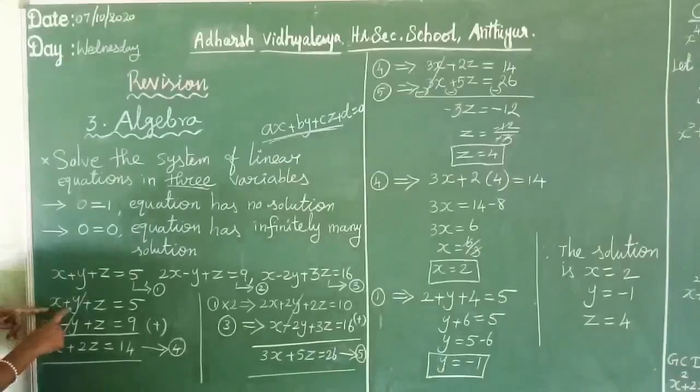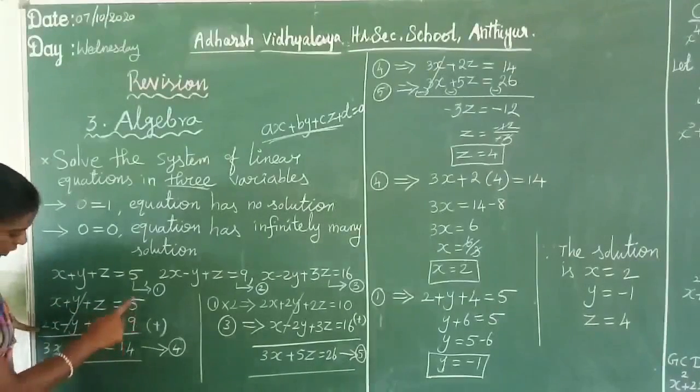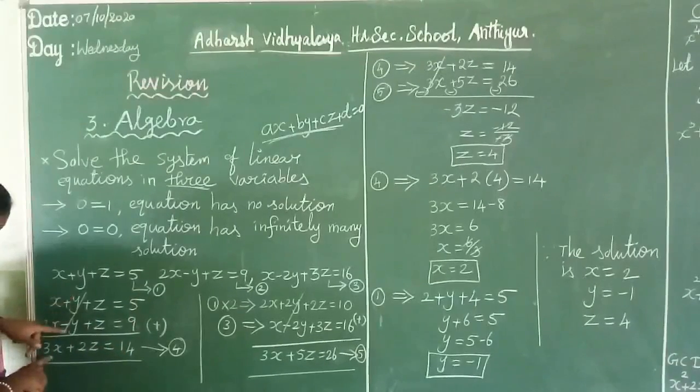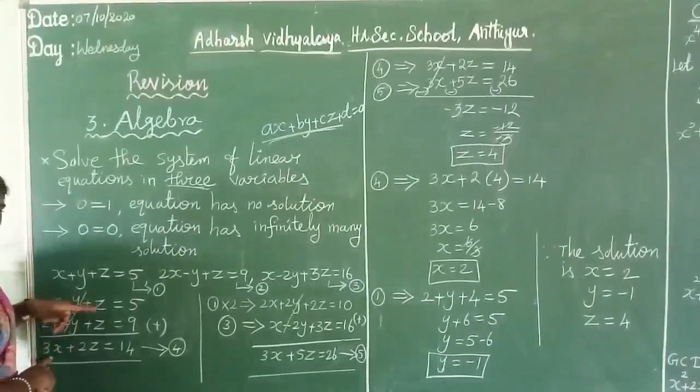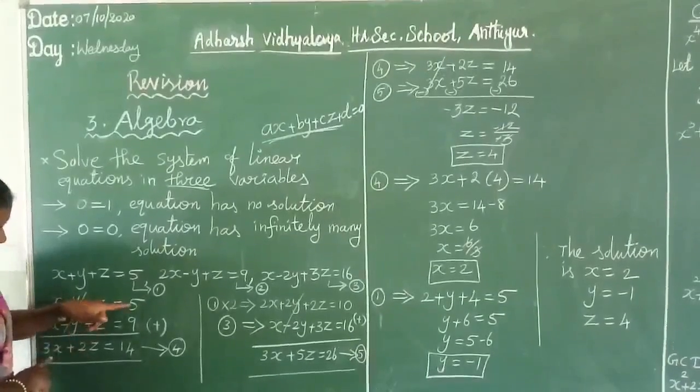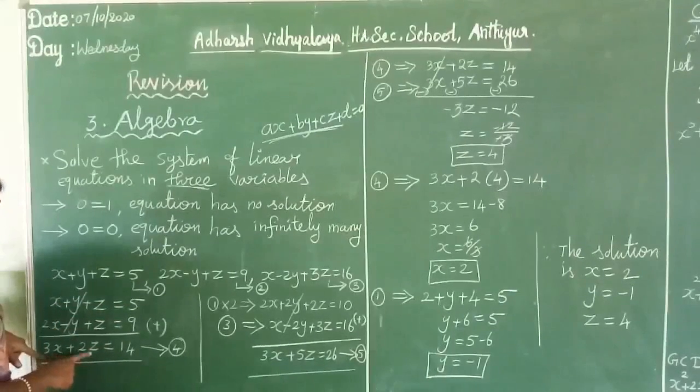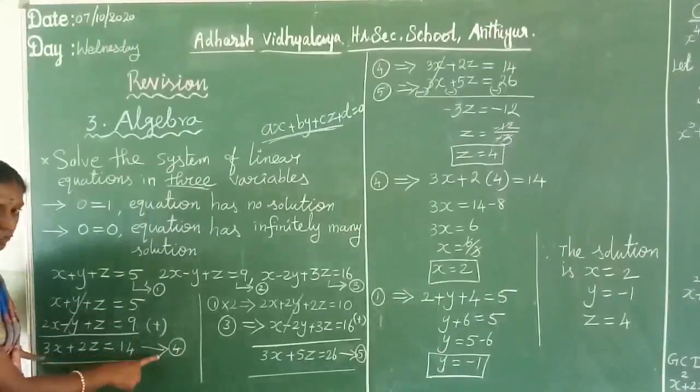So x plus y plus z equal to 5, 2x minus y plus z equal to 9. These 2 added: x plus 2x equal to 3x. Plus y and minus y cancel. z plus z equal to 2z. 5 plus 9 equal to 14. At last we get an x term and z term: 3x plus 2z equal to 14. This is equation number 4.